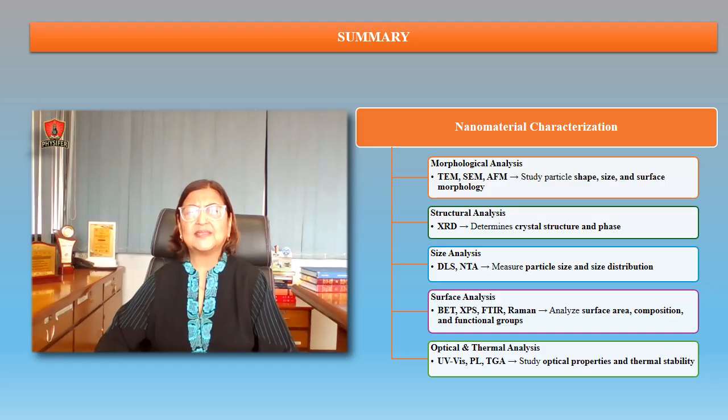To summarize today's lecture, characterization of nanomaterial is about building a complete picture of your material using multiple complementary techniques. We covered morphological tools like TEM, SEM, and AFM. We covered structural tools like XRD. We also covered size analysis with DLS and NTA, the methods like BET, XPS, FTIR, and Raman for surface analysis, and the tools like UV visible and photoluminescence were also discussed in this.